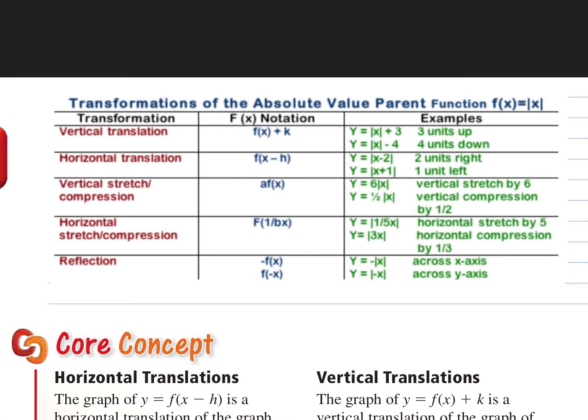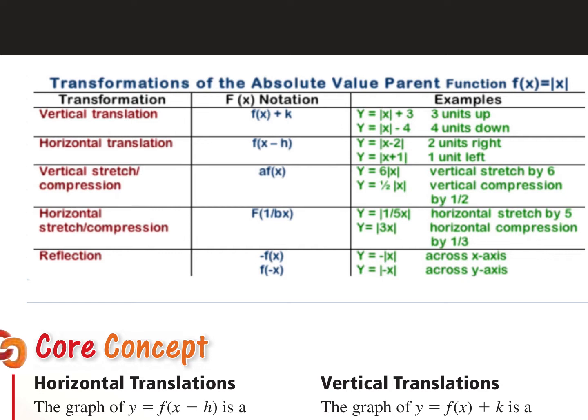It's important to know that when we go left or right, so a horizontal translation, that is inside the parentheses. And then also when we have a reflection across the y-axis, that is inside the parentheses, and everything else is outside. So when we move left or right, it's inside. When we have a reflection across the y-axis, that is inside also.